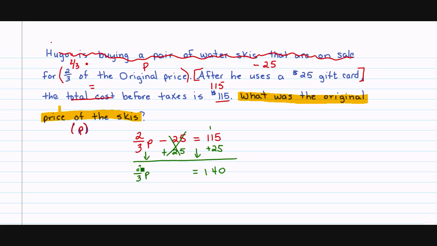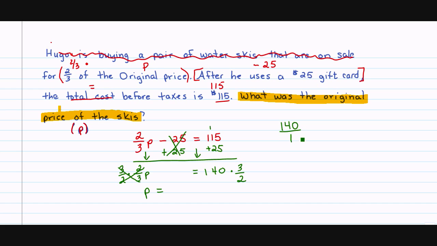How do I get rid of the 2/3 that is connected to the P? Okay. When I have a fraction connected to a variable and I need to separate them, I'm going to multiply by the reciprocal. And that way I can cancel them both out, which technically equals 1. It'll equal 1P. But what I do to one side, I have to do to the other side. Okay, I'm going to come up here and solve this.